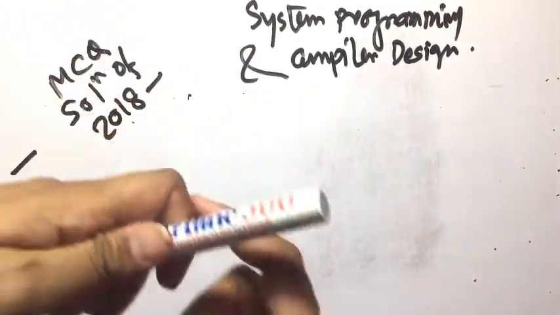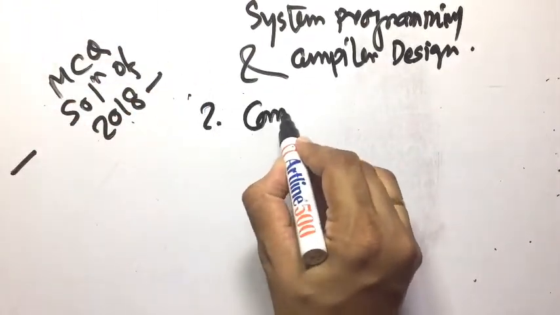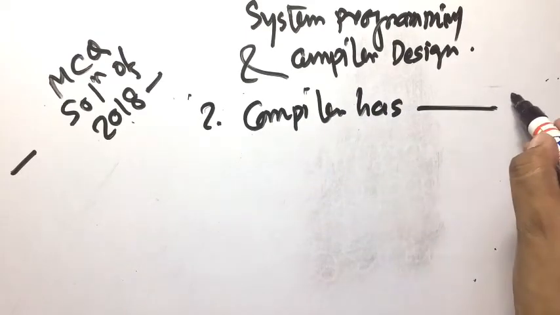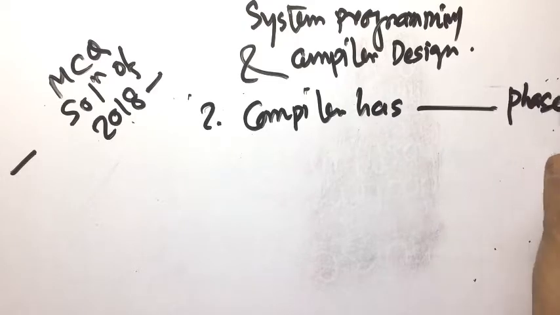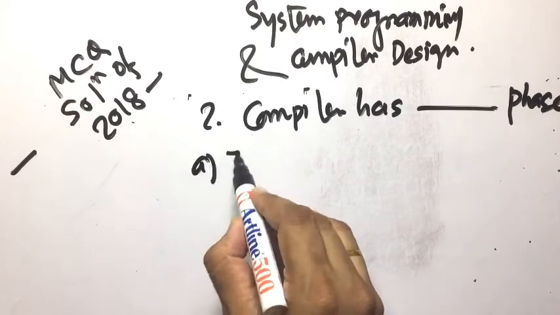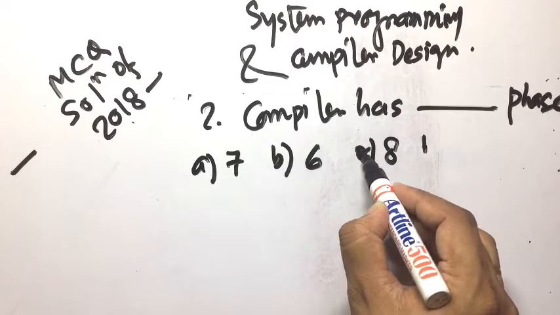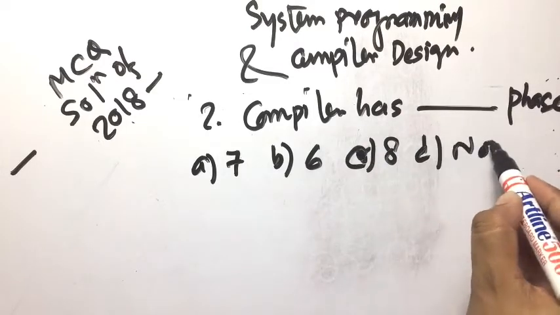Next question, number 2. Compiler has phases. Option A 7, option B 6, option C 8, option D 9.